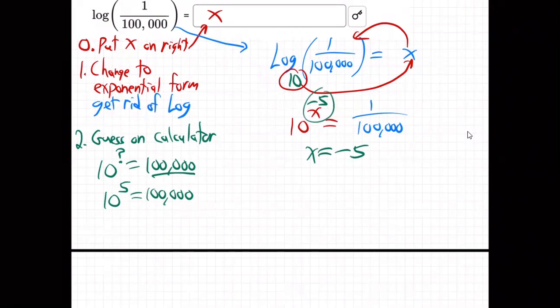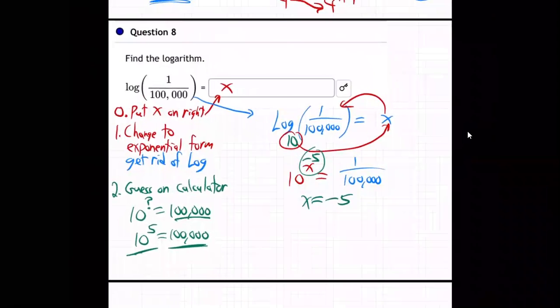Because the negative part, remember, negative powers jump to the bottom. Negative powers do not make negative answers, they make fraction answers. That's a really important theme in this chapter. Negative powers make fraction answers. So it'll jump to the bottom, and then it'll be 10 to the 5th, and we already know 10 to the 5th is 100,000, so it'll put 100,000 on the bottom. So the answer is -5. There we go.